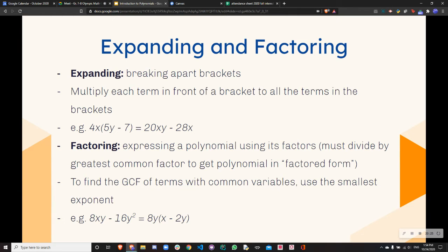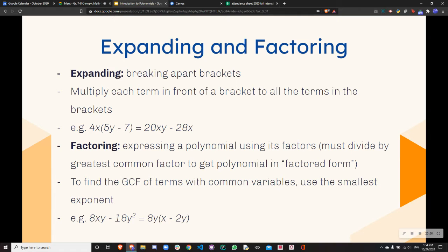We see that both of them don't share an x, but they share a y, and they only share one y, because xy only has an exponent of 1 for the y, and then negative 16y squared has an exponent of 2 for that term. So we have to take the smaller exponent, which is 1 from the xy. So that means the greatest common factor of these terms is 8y.